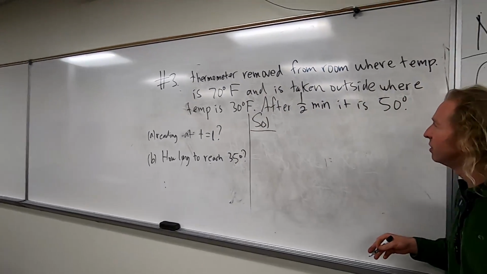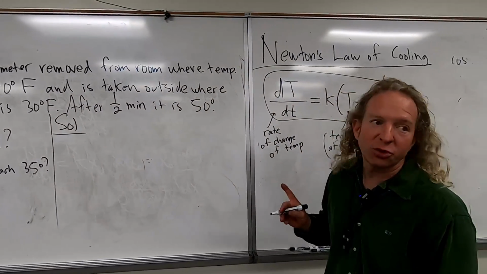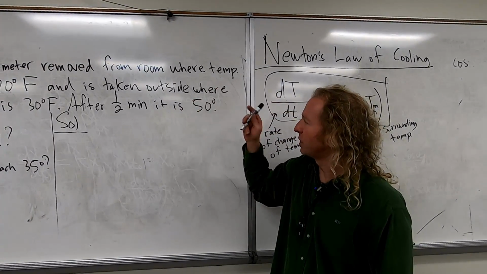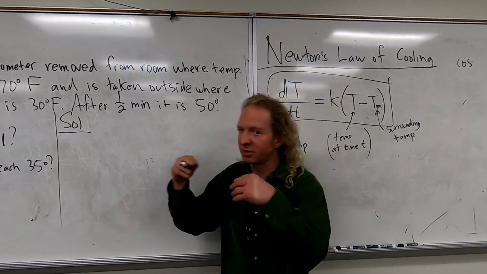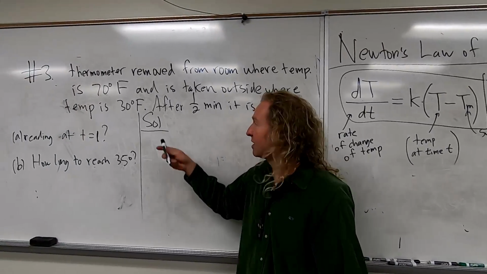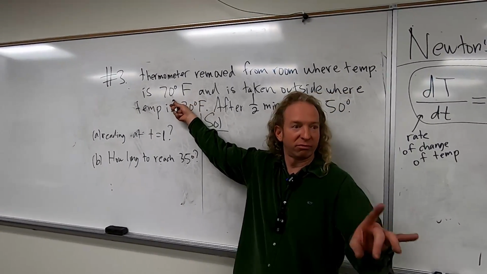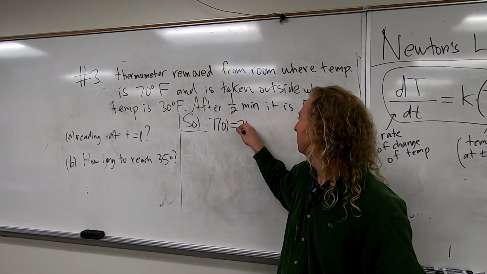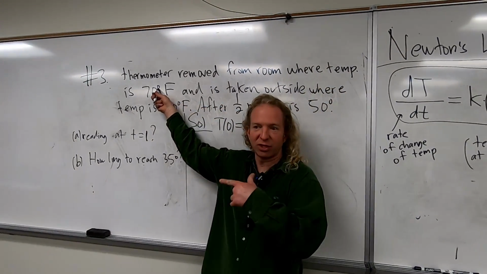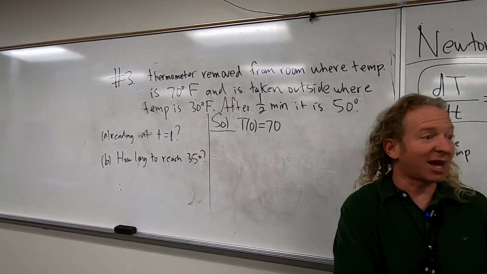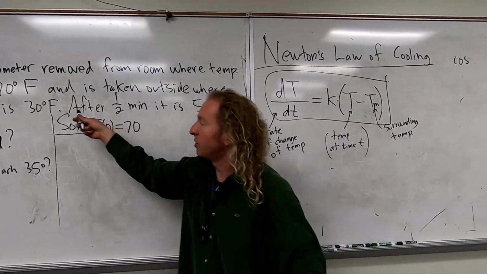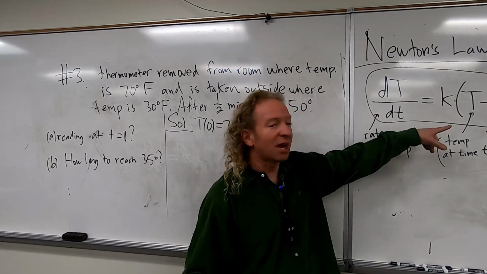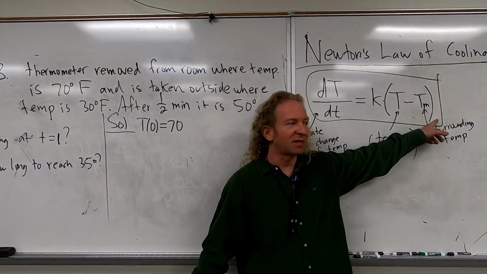So the first thing you do is write down everything you have. This is the tricky part. So the thermometer is removed from a room where the temperature is 70. So that's the initial temperature, T of 0, so T of 0 is equal to 70, because that's where the thermometer is initially. And then it's taken outside where the temperature is 30 degrees. It's colder outside, so that's the Tm.